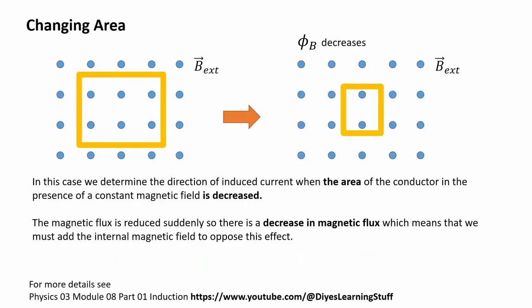In this case, we determine the direction of induced current when the area of the conductor in the presence of a constant magnetic field is decreased. The magnetic flux is reduced suddenly, so there is a decrease in magnetic flux, which means that we must add the internal magnetic field to oppose this effect.